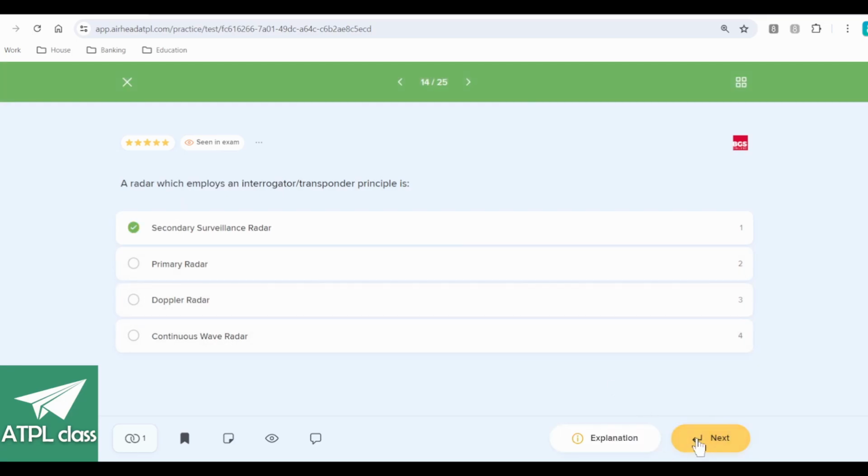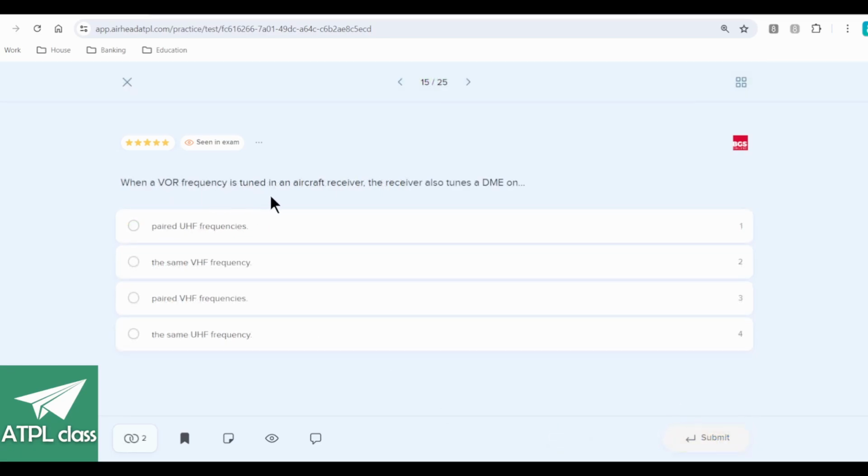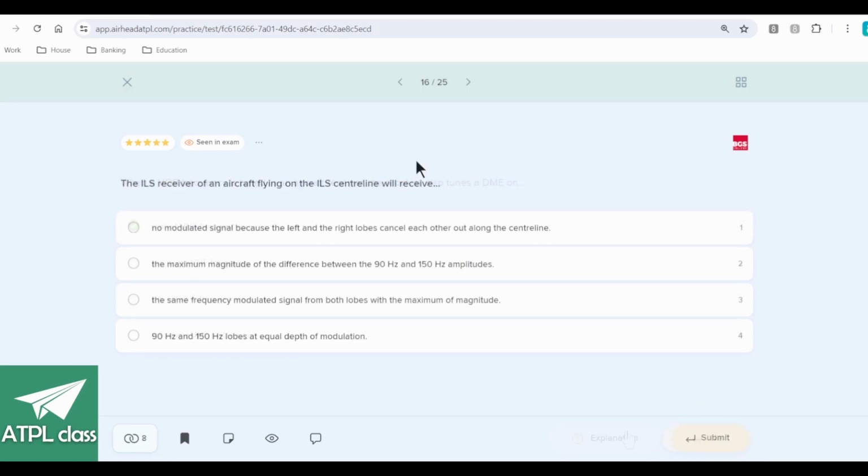So surveillance radar, well, we will look at that later. When a VOR frequency is tuned in an aircraft receiver, the receiver also tunes a DME on if there's any paired UHF frequencies. If there's no paired UHF frequency, it doesn't get tuned. The ILS receiver of an aircraft flying on the ILS centerline will receive no modulated signal because the left and the right lobes cancel each other out along the centerline.